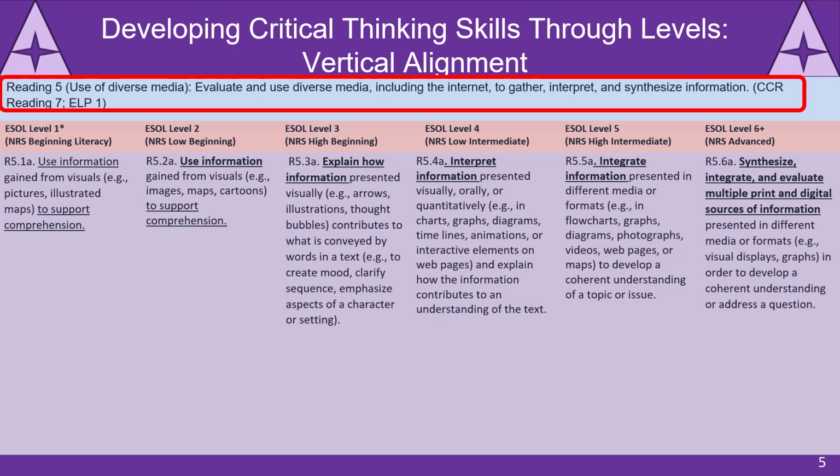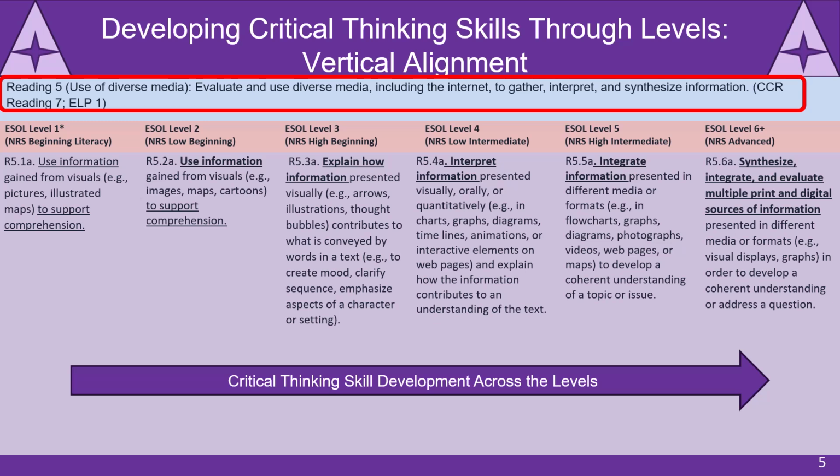The ELPS are also explicit about the critical thinking skills that English learners need to develop. Notice how the critical skills develop through the levels. Use information to support comprehension on the first two levels. Explain how the information is presented. Interpret, integrate, and ultimately to synthesize and evaluate. Can you see how the progression and development of skills as they are laid out in the ELPS can help with the vertical alignment of class levels? That is, teachers can use the ELPS to know what's expected of learners at their level and to prepare them for the next level.